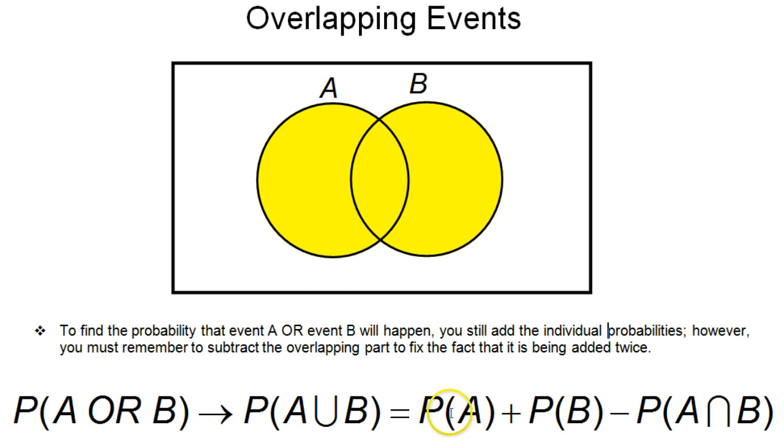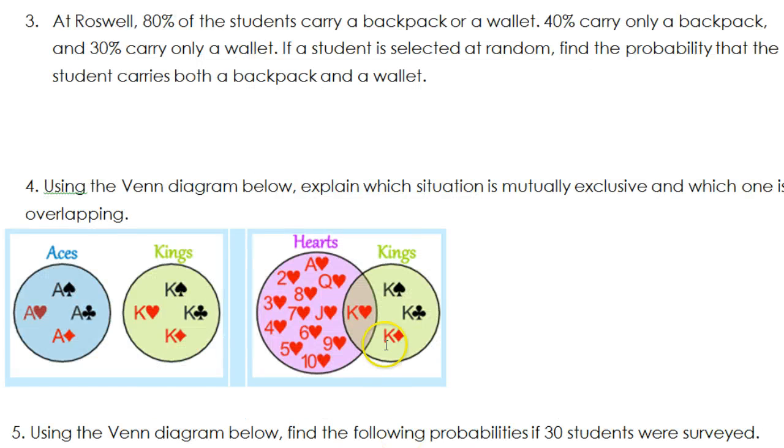Because if we look at the probability of A plus the probability of B, well, the probability of A included this overlapping part. The probability of B included the overlapping part. So that's being double counted. So you have to subtract the overlapping part. That's what this is. The probability of the intersection of A and B is the overlapping part. So you just have to subtract that, and then you're good again. So that's going to be the bottom line.